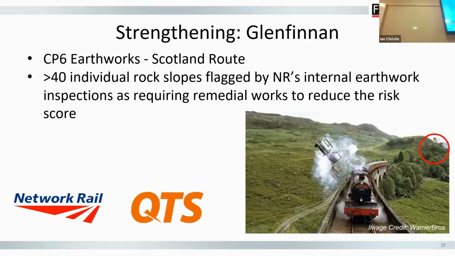Network Rail, as part of their asset management, have their own systems to rapidly inspect slopes and do a high level appraisal of the perceived risk of rockfall from these assets. And these slopes got flagged up as requiring a detailed inspection.